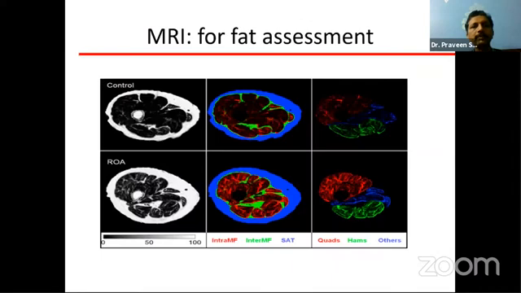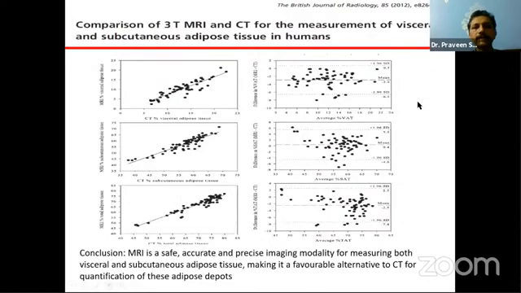Similarly, for the MRI, the same technique is being used, and it is radiation free. But the timing for the MRI is more, it requires about 15 to 20 minutes, while the CT scan requires hardly less than 5 minutes. But MRI is radiation free, so some people prefer MRI. The correlation between the CT scan and the MRI for the detection of visceral, subcutaneous, and total adipose tissue is almost matching. So we can use either of these two methods for the assessment of visceral and subcutaneous fat.